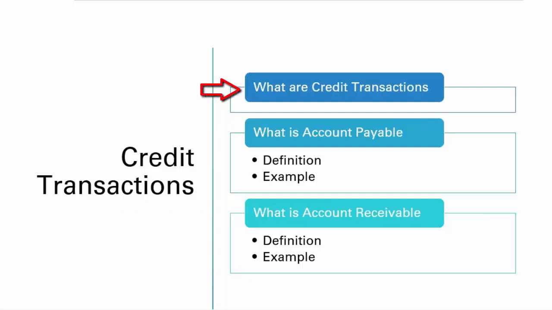What are credit transactions? When we talk about credit transactions, we mean situations where payment doesn't happen right away. Instead, the business or the customer agrees to settle the amount later. Think of it like a promise. You either owe money to someone, that's accounts payable, or someone owes money to you. That's accounts receivable. This promise forms the basis of these two accounts. Easy enough so far, right?